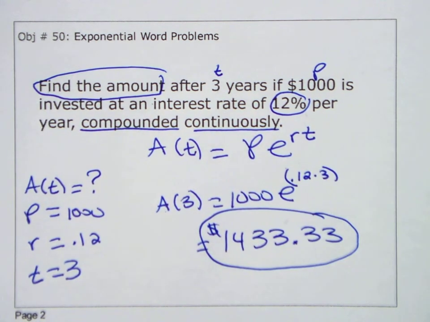We wish we made 12%, right? That's not very likely. Back in the day, they did actually have that, but not anymore.